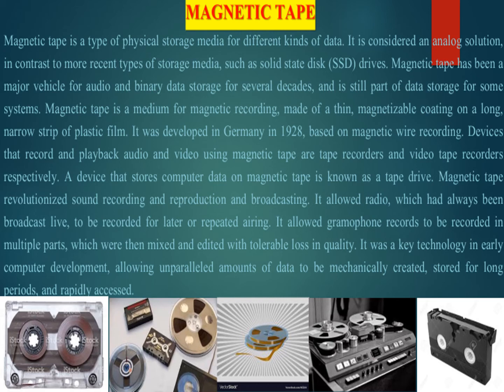Magnetic tape is a medium for magnetic recording made of a thin, magnetizable coating on a long, narrow strip of plastic film. It was developed in Germany in 1928, based on magnetic wire recording. Devices that record and play back audio and video using magnetic tape are tape recorders and videotape recorders respectively. A device that stores computer data on magnetic tape is known as a tape drive.